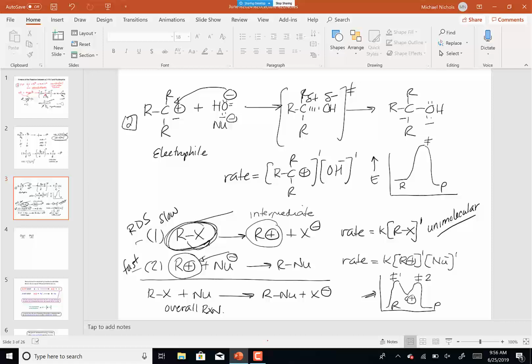And why is that important? Because when I look at this overall reaction down here, this is still SN, it's still nucleophilic substitution. I'm substituting one nucleophile with another. But now it has unimolecular kinetics, so now it becomes an SN1 reaction. So an SN2 reaction involved the kinetics of nucleophile and alkyl halide. SN1 is only dependent on the concentration of the alkyl halide.